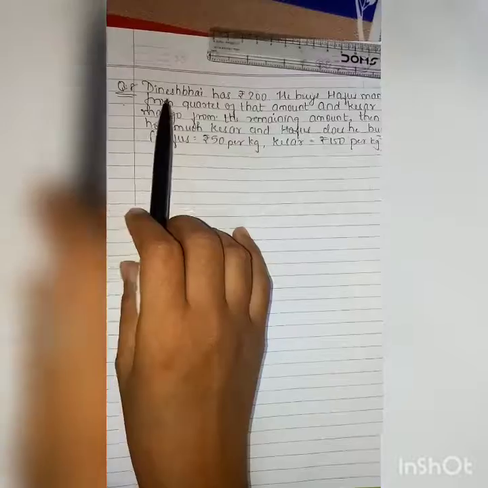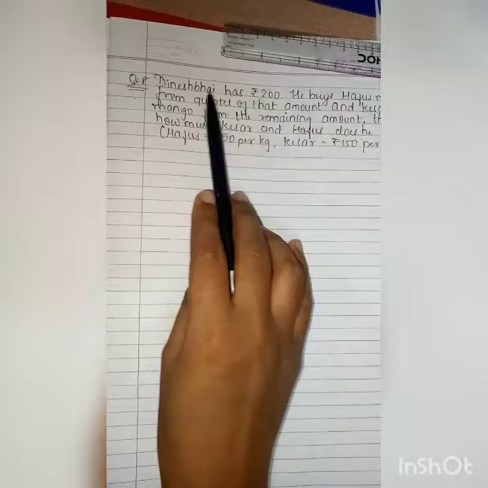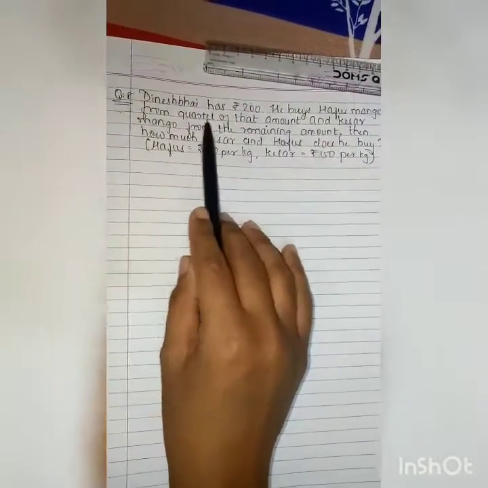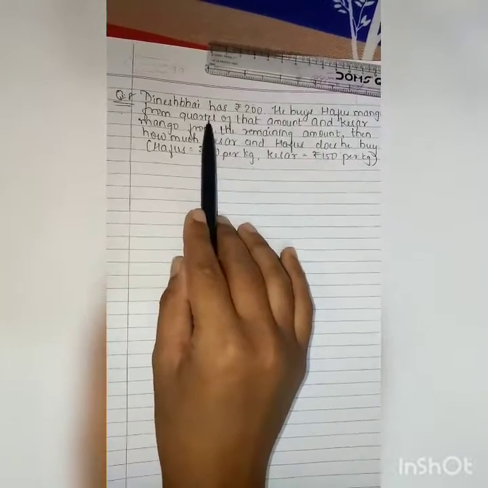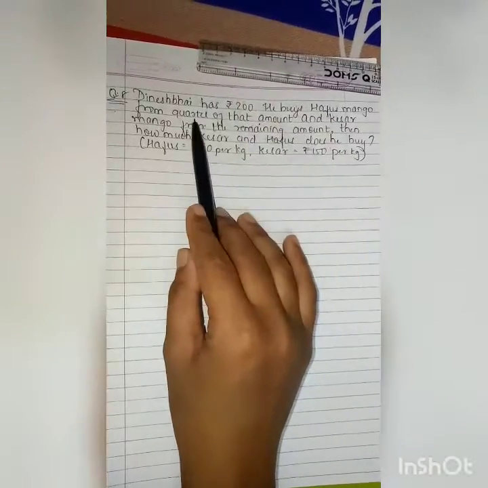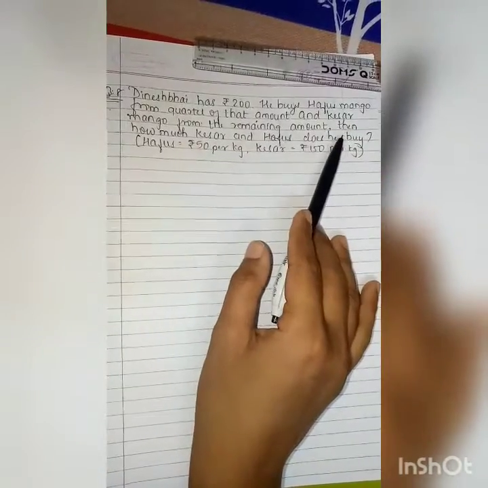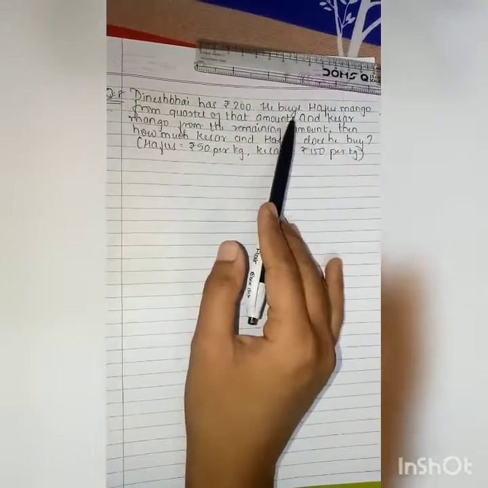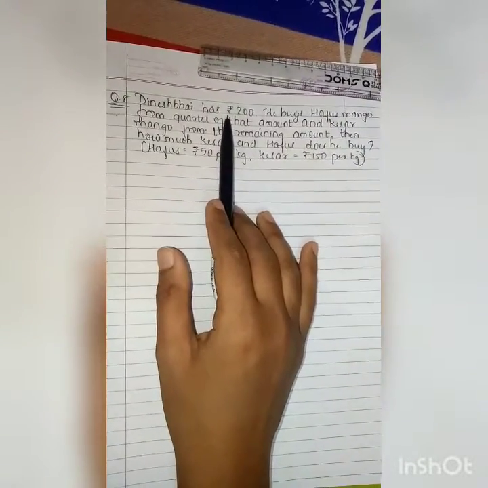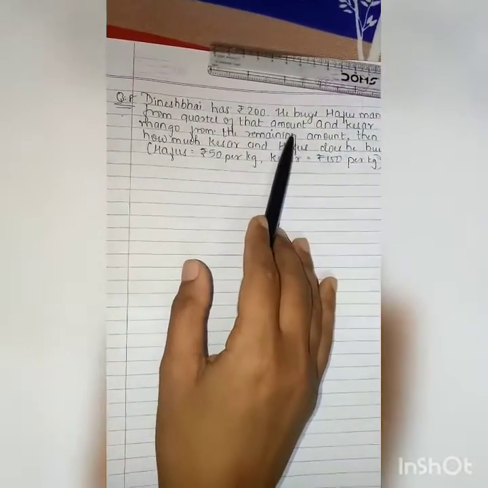We are having 8 sum. Dinesh Bhai has rupees 200. Total amount with Dinesh Bhai is 200 with him. He buys Hafuz mango from quarter of that amount. So what is the quarter? Quarter means what? We already have discussed this. Means 1/4 of that amount. Means 1/4 of 200. So he is buying Hafuz mango from quarter of that amount, and Kesar mango from the remaining amount. So first of all we'll find out that how much amount he is paying for Hafuz mango. He is having 200 rupees, and Hafuz mango he is buying quarter of that amount.